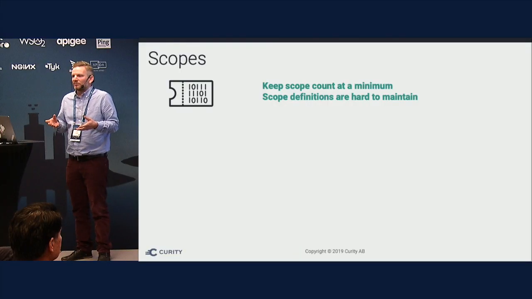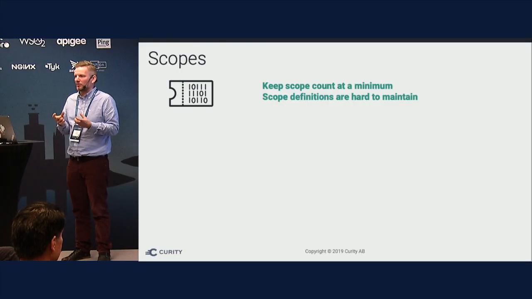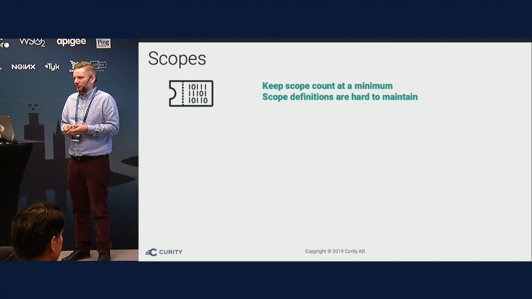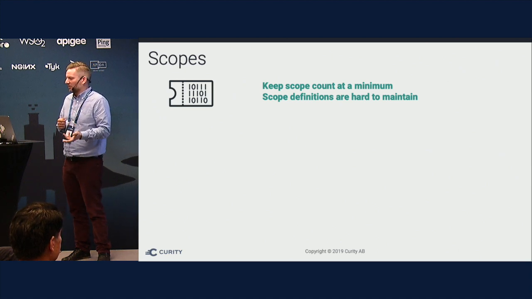But since we have this problem, we usually try to keep scopes at a minimum. They're hard to maintain when they grow, and what usually happens in an API platform is scope explosion, because you start out with one API that needs 3 scopes, and then you add on, and the scopes tend to explode.